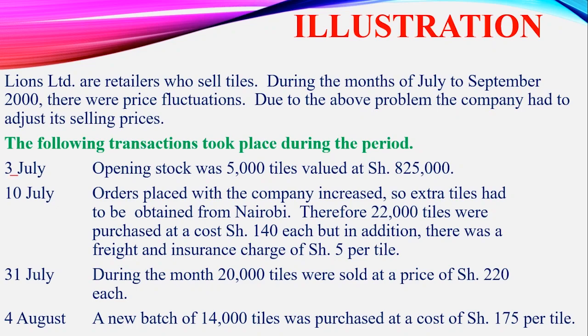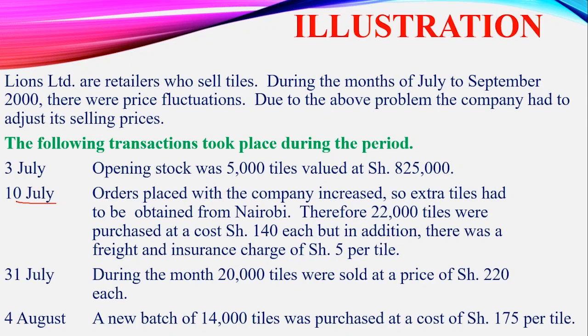On 1st of July, opening stock was 5,000 tiles valued at 825,000. So this is when the period started, on 1st of July 2000, and they had 5,000 tiles worth 825,000. If you want to know the value of one tile, then you need to divide 825,000 by 5,000 tiles.